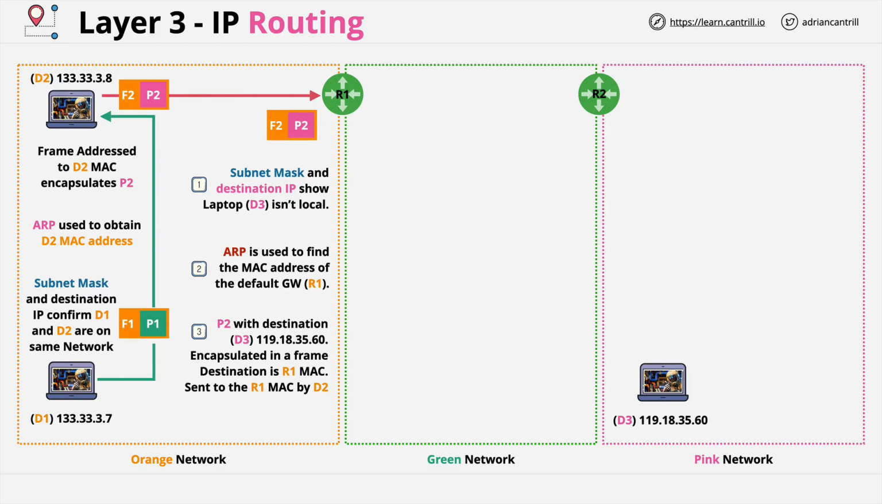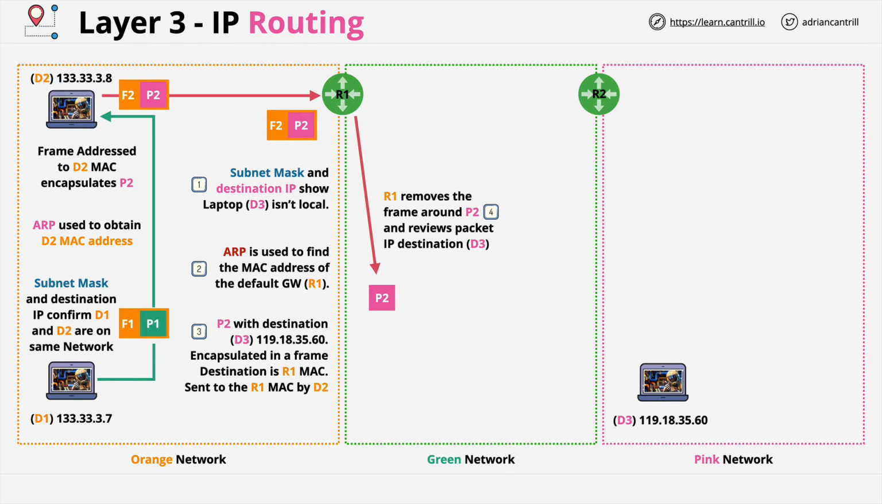Router R1 is going to see that the MAC address is addressed to itself, and so it will strip away the frame F2, leaving just the packet P2. Now a normal network device such as your laptop or phone, if it received a packet which wasn't destined for it, would just drop that packet. A router though, it's different. The router's job is to route packets, so it's just fine to handle a packet which is addressed somewhere else.